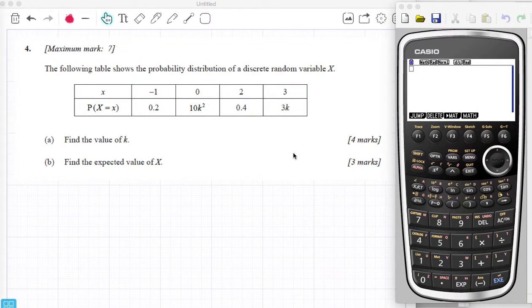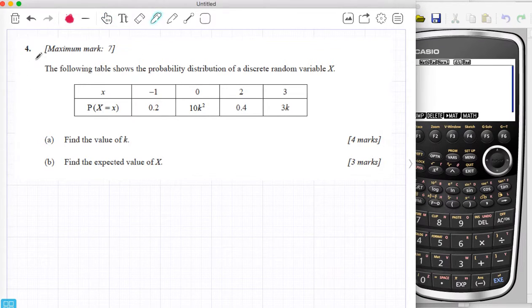This is a calculator paper, so I've got my graphic calculator up here. Have a read of this question, pause the video, and then attempt the question before I do the answer. Okay, so my thought process is going through this question.